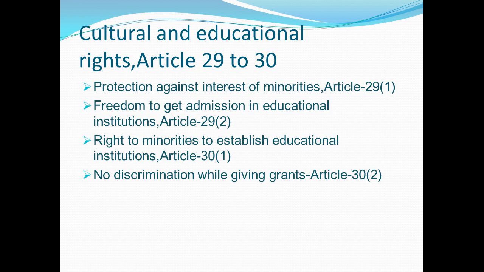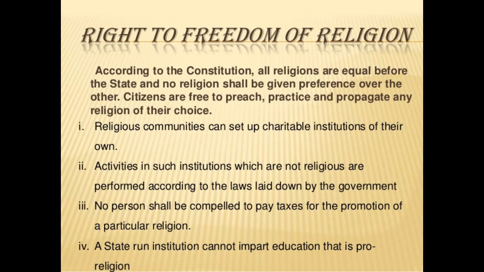Second, no citizen shall be denied admission to an educational institution maintained by the state or receiving aid out of state funds on the ground of religion, race, caste, language, gender, or region. And all minorities, whether based on religion or language, shall have the right to establish and administer educational institutions of their choice.